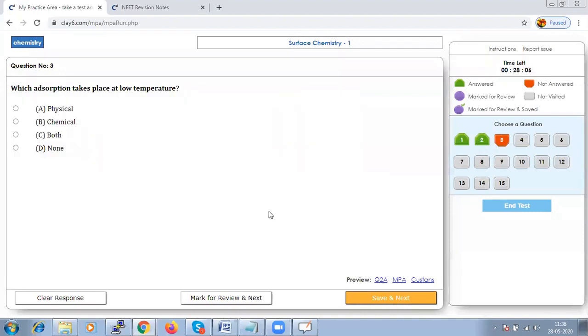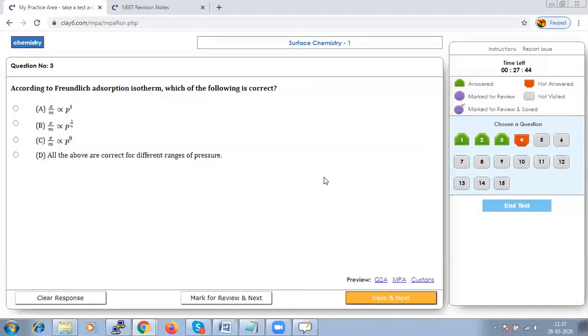Which adsorption takes place at low temperature? It is a well-known fact that physical adsorption will take place at low temperature because the delta H value for that would be low. Hence, we can say option A is the right answer. Save that and let us go to the next.